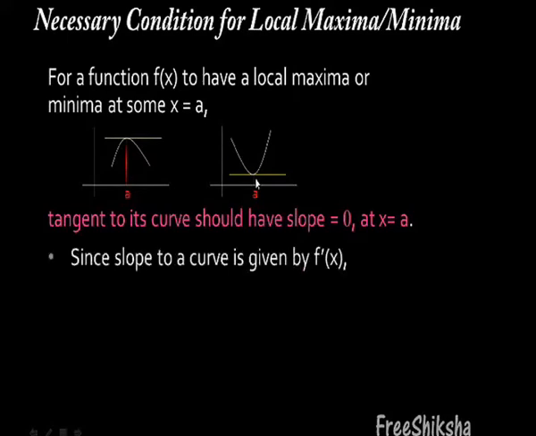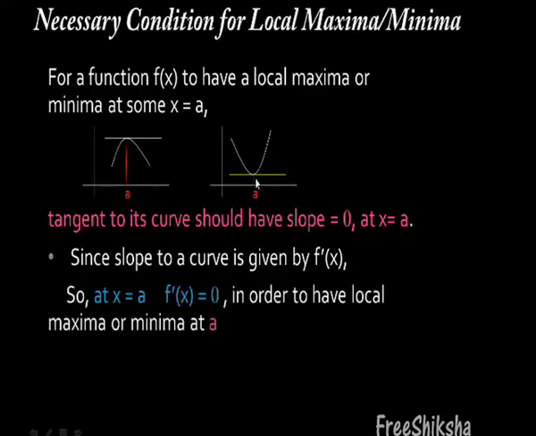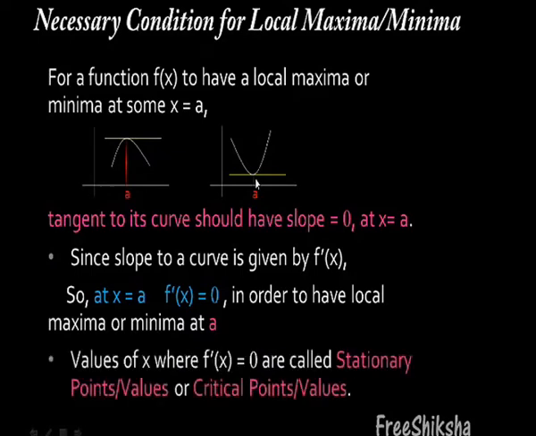If it happens, then it qualifies for having a local maxima or minima at that point. Since the slope of a curve is given by f prime x, which is the first derivative, we say that at x equal to A, if f prime x, the first derivative of f, goes to 0, then it qualifies for having a local maxima or minima at A. It only qualifies. It doesn't necessarily say that it has a local maxima or minima at A.